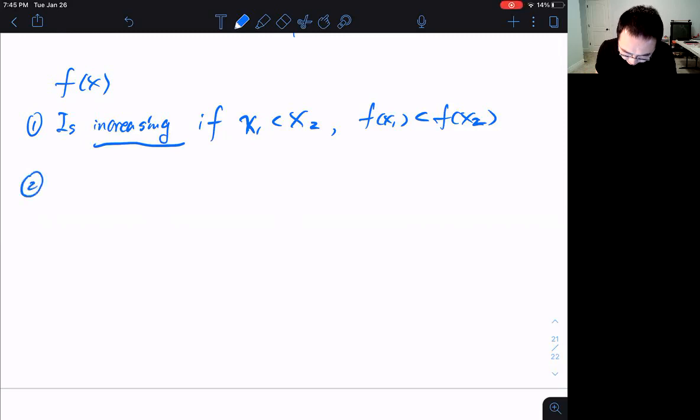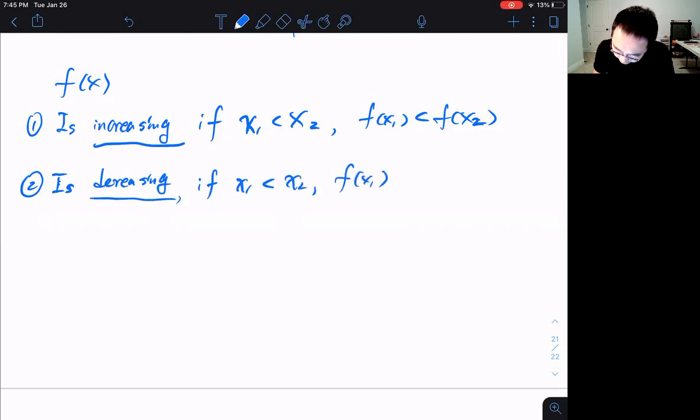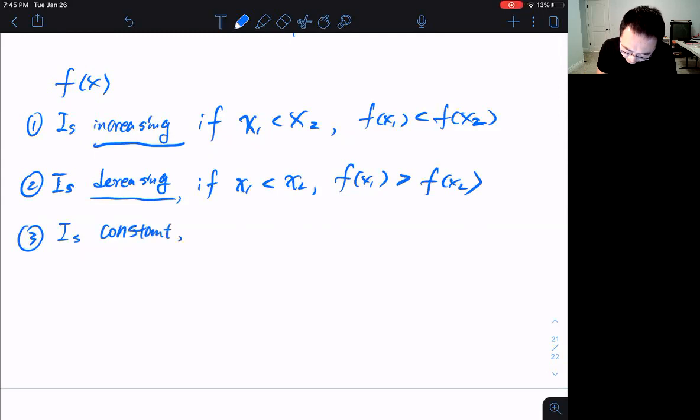Similarly, you say f of x is decreasing if x1 is less than x2, but f of x1 is actually greater than f of x2. And then finally, this is constant if x1 is less than x2, but f of x1 equals f of x2.